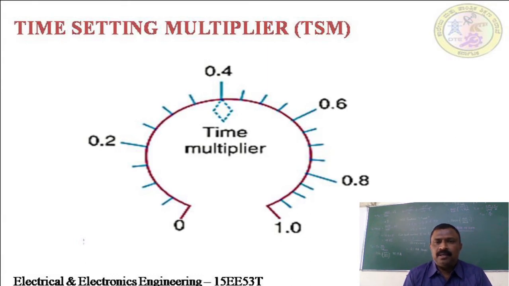This is the time setting multiplier. It is generally, as I told earlier, known as TSM. The TSM has different dials and it is subdivided into 0, 0.2, 0.4. In between these two, I have 0.05, 0.1, 0.15, 0.2. Similarly, I have different settings.